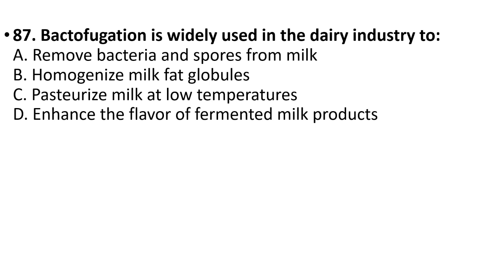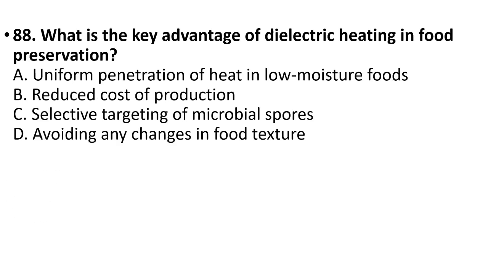87. Bacteriofugation is widely used in the dairy industry to remove bacteria and spores from milk, homogenize milk fat globules, pasteurize milk at low temperatures, enhance the flavor of fermented milk products. Your answer is option A, remove bacteria and spores from milk. 88. What is the key advantage of dielectric heating in food preservation? Uniform penetration of heat in low moisture foods, reduced cost of production, selective targeting of microbial spores, avoiding any changes in food texture. Your answer is option A, uniform penetration of heat in low moisture foods.